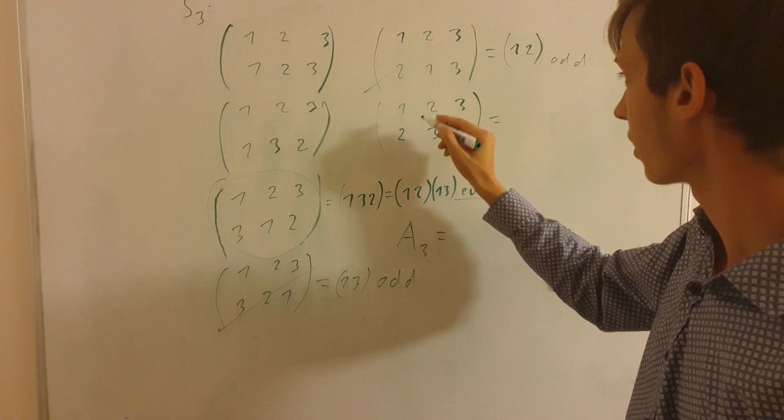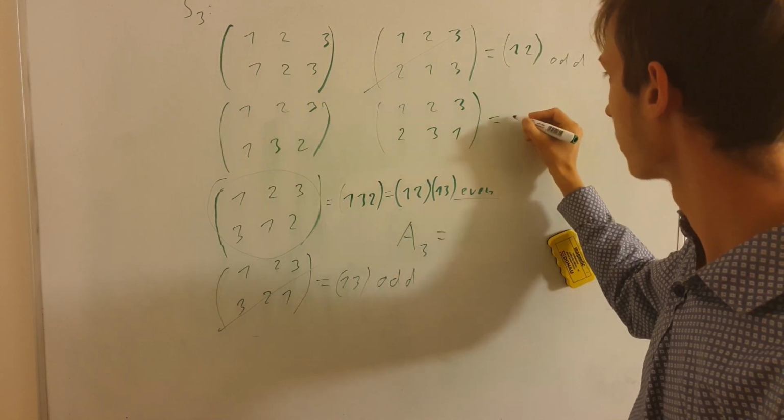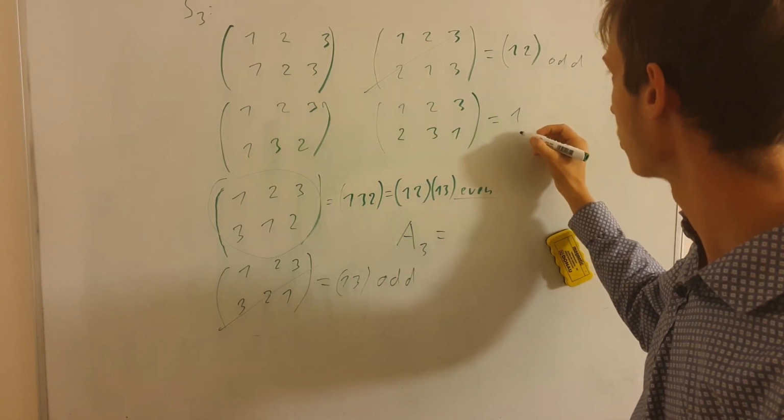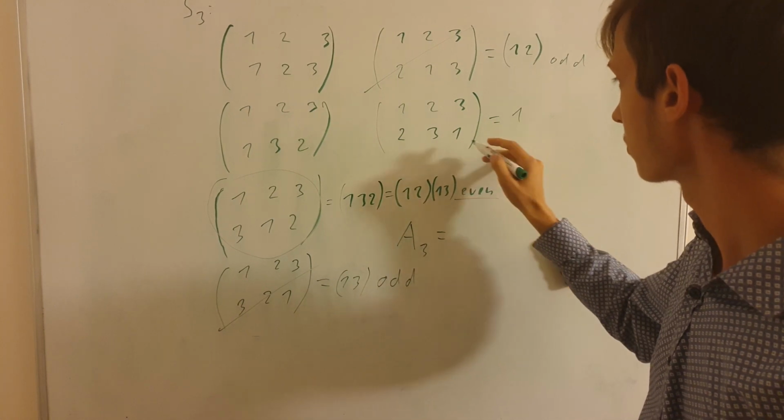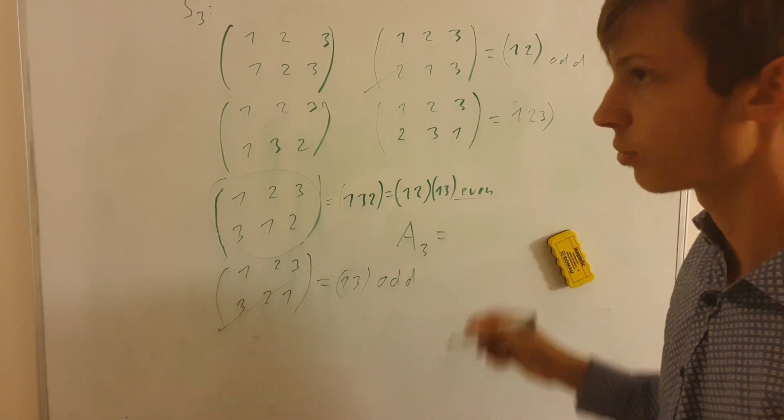Then let's look at this one. 1 goes to 2, 2 goes to 3, 3 goes to 1. So it's just one 3-cycle.